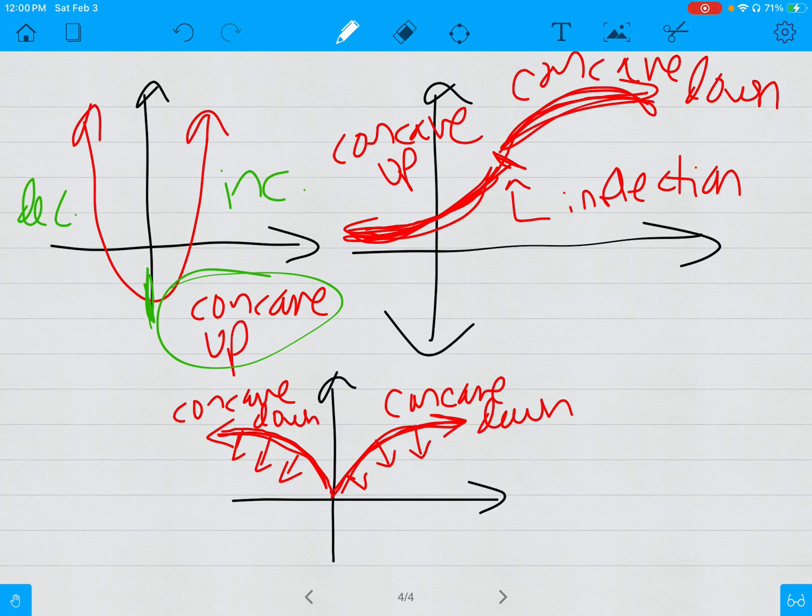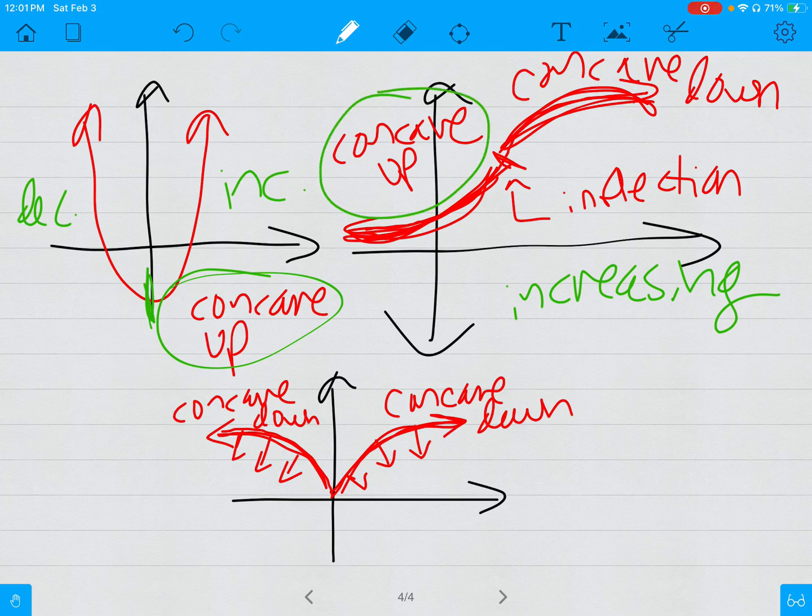Similarly, if we look at our flattened out S function, that entire function is increasing. Right? As we move from left to right across the graph, the Y values are always going up. So the function is an increasing function, but we still have a portion of it that's concave up and a portion of it that's concave down.